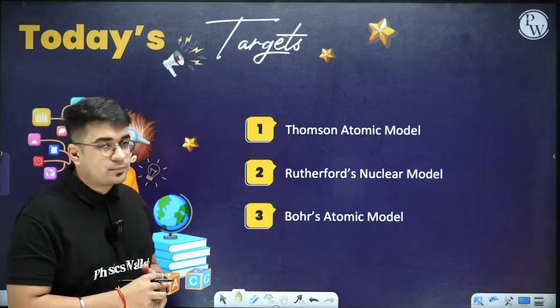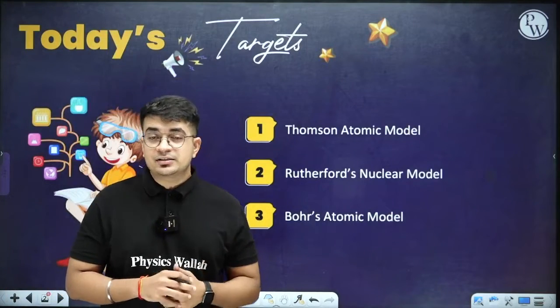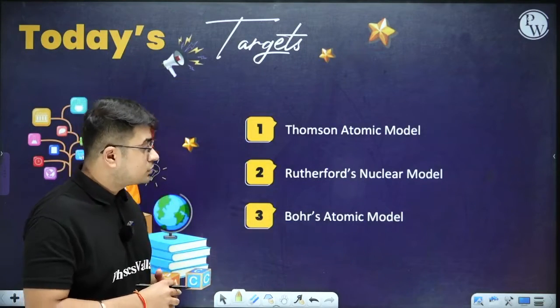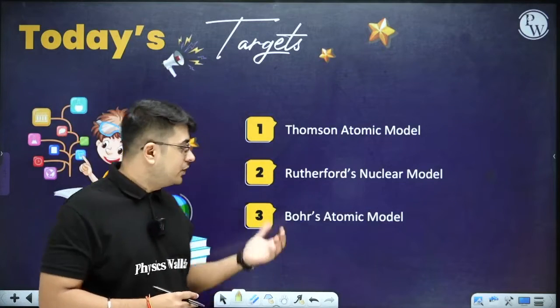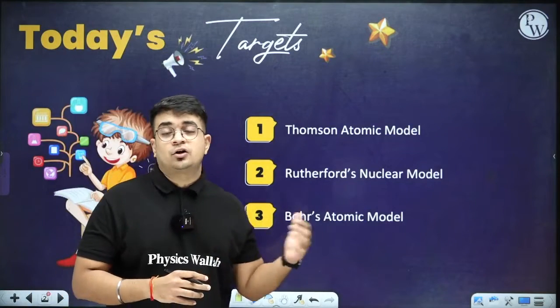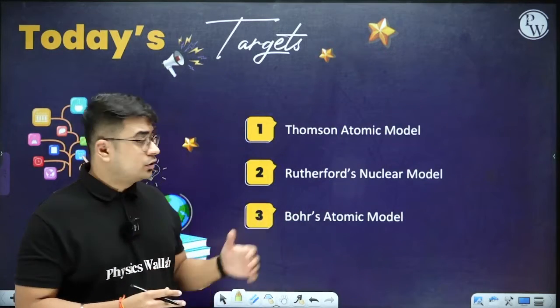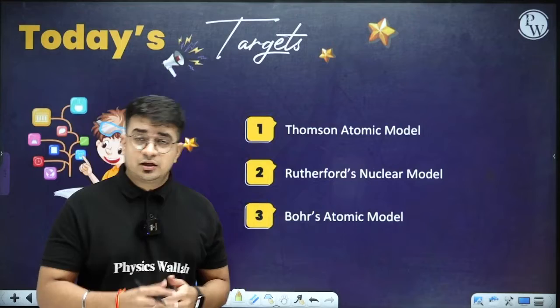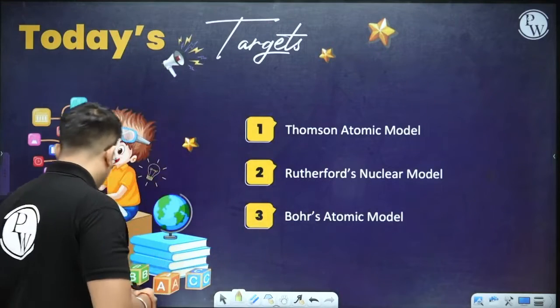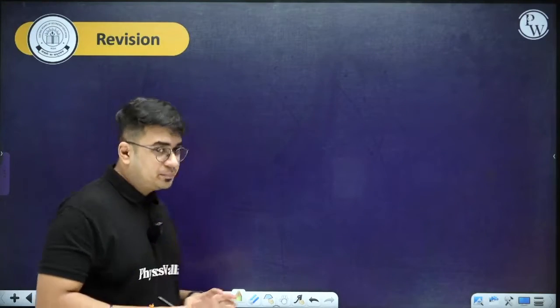First one is the Thomson atomic model. Then we are going to discuss Rutherford's nuclear model, and the last part is Bohr's atomic model, and the various concepts which are useful to determine these atomic models.